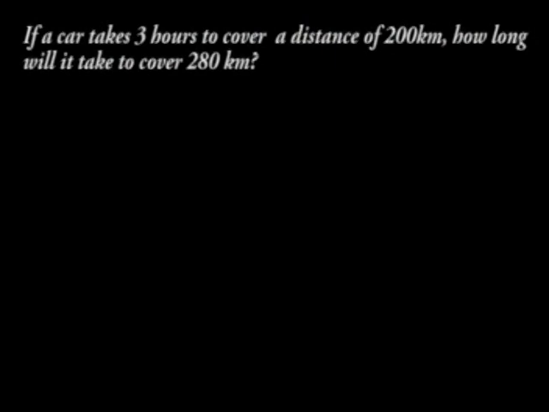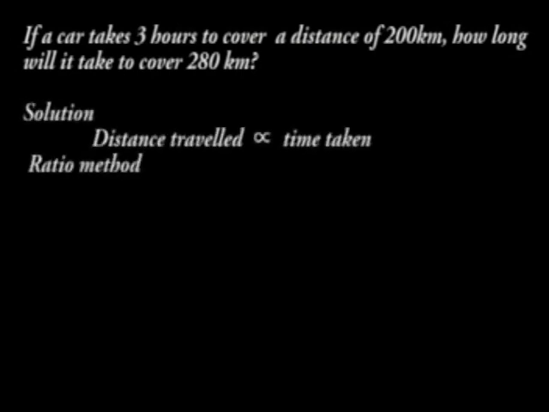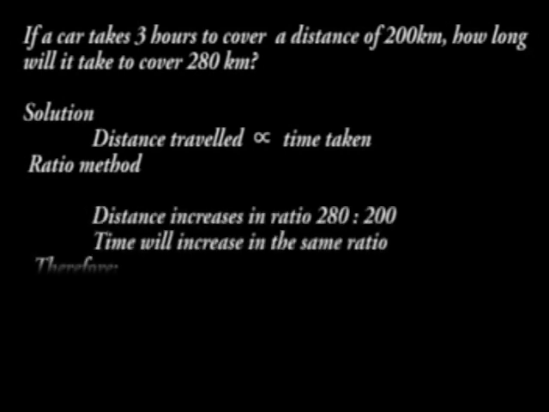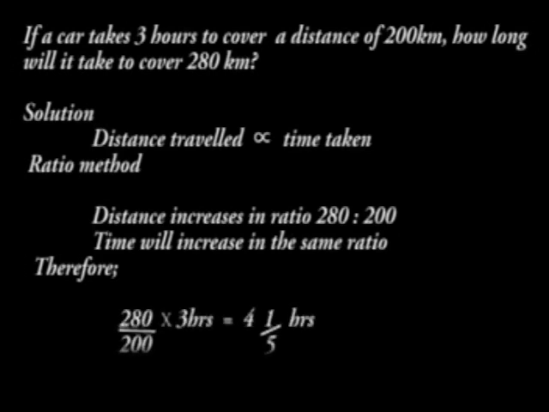Solution: distance traveled is proportional to time taken. Using the ratio method, distance increases in ratio 280 to 200. Time will increase in the same ratio. Therefore, 280 over 200 times 3 hours gives us 4 and 1 over 5 hours.